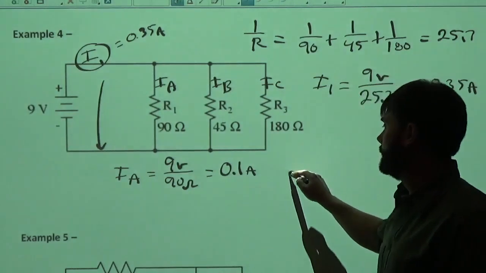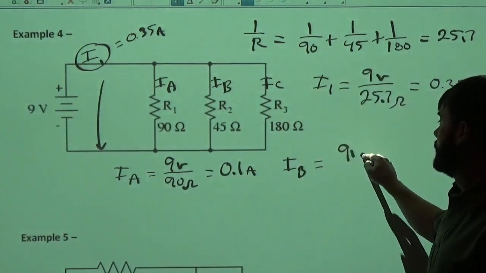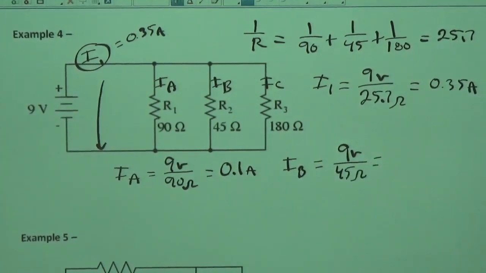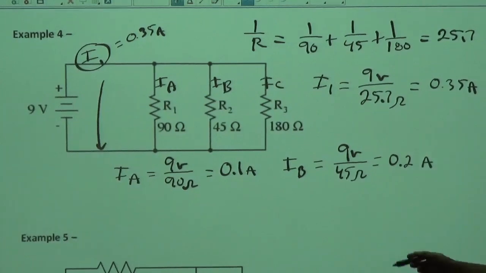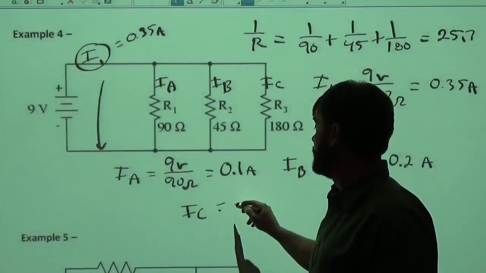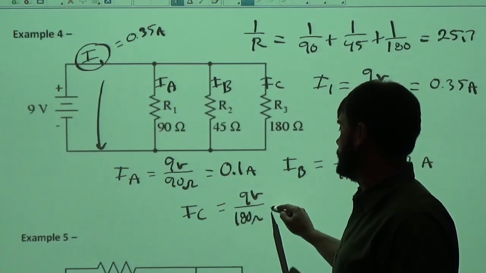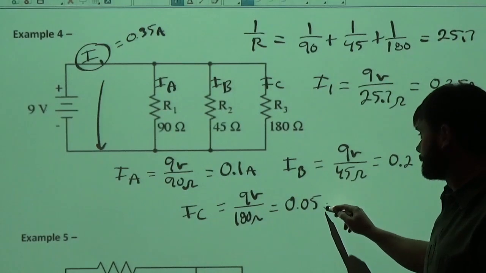If I take a look at the current going across part B here, which is resistor 2, I'm going to have 9 volts divided by 45 ohms, and if I divide that out, this gives me 0.2 amps. So this is putting me at a total of 0.3 amps. And if I look at current C, I'm going to take the 9 volts and divide it by the 180 ohms, which is going to give me an even smaller current. This gives me 0.05 amps.